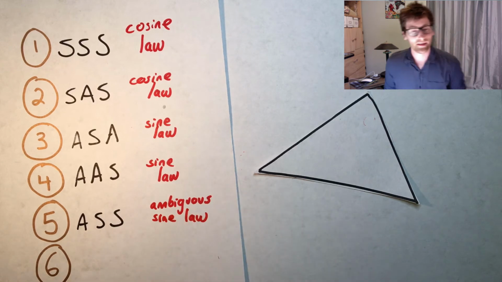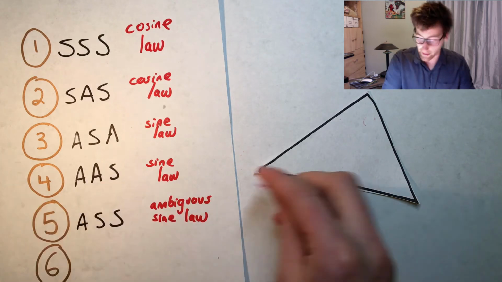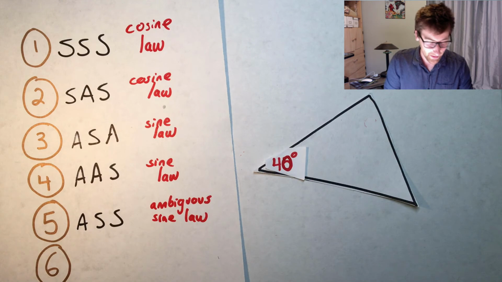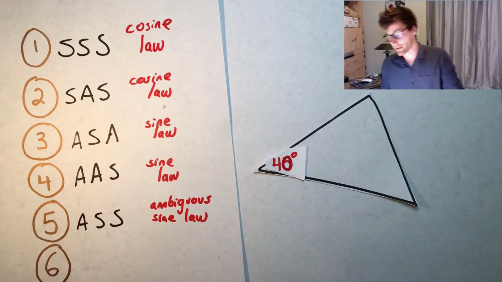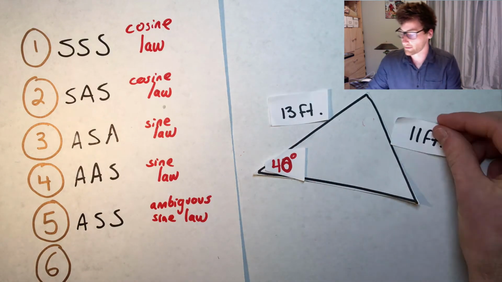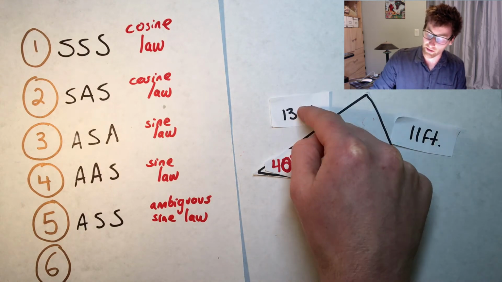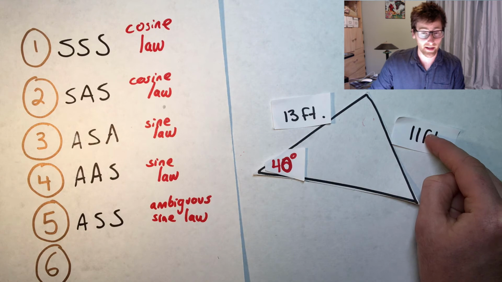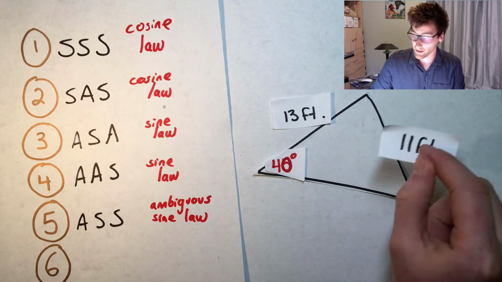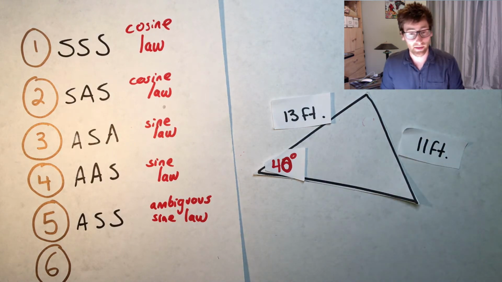And what does that mean? It means that you can have 0 triangles, 1 triangle, or 2 triangles. So angle, side, side. And this is how I'm always going to be representing it. I always put the angle on the left, and then the side up top, and the second side away from it. So that's angle, side, side. This is ambiguous sine law.